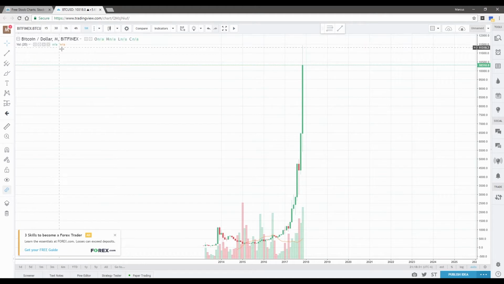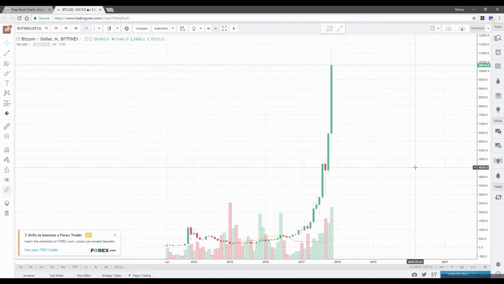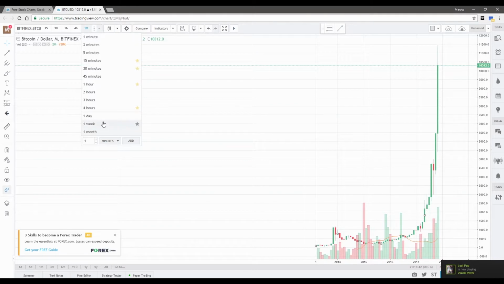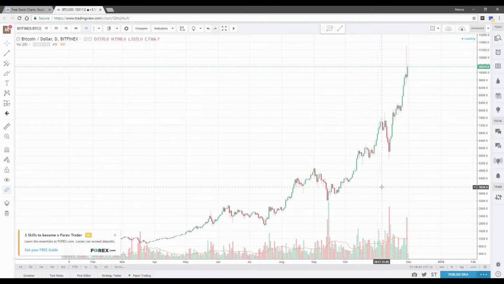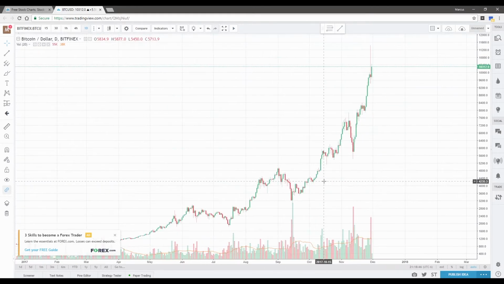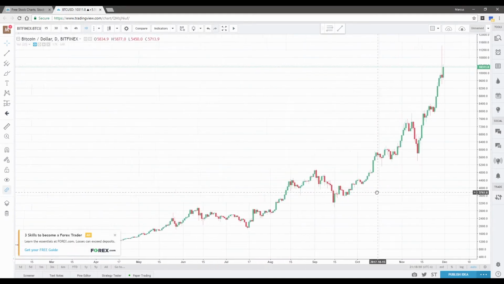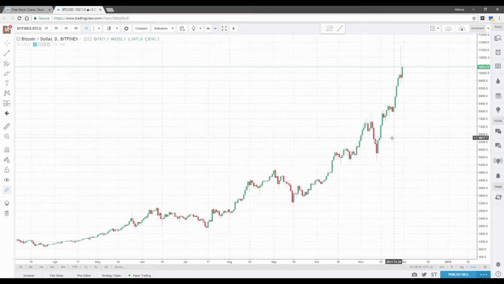Now this is Bitcoin on Bitfinex. The monthly is obviously extremely hard to draw a trend line on, so we'll be avoiding that. Same with the weekly. The daily provides great information for medium to long-term investors. I'm just hiding the volume here so we can get a better look at the chart.